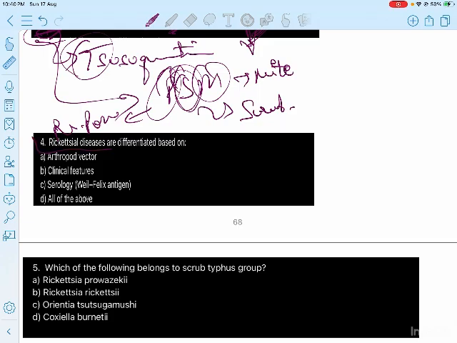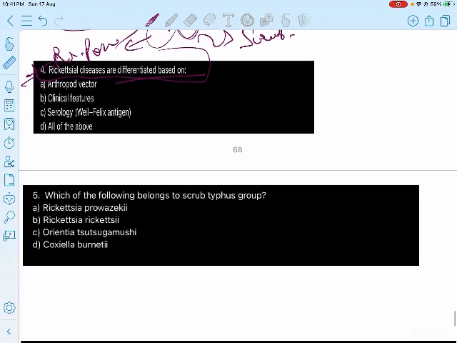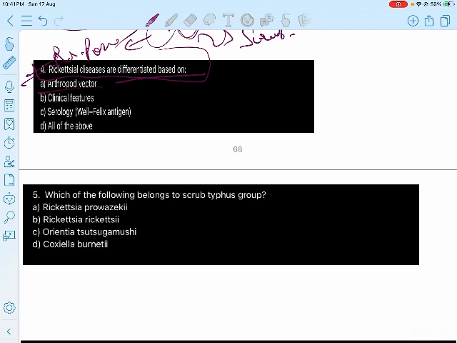Now coming to question 4: rickettsial diseases are differentiated based on? Now, your rickettsial diseases are based on arthropod vectors. Yes, because Rickettsia prowazekii has its vector as louse. Then tick is for tick typhus, Rocky Mountain and Mediterranean spotted fever, as I told you. Then flea is for endemic typhus. So yes, different diseases have different vectors, so they can be differentiated on the basis of this. Then clinical features: yes, in Rocky Mountain spotted fever we saw that the palms and soles are involved.